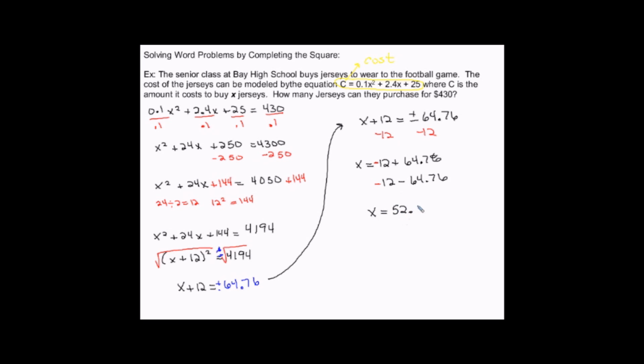Either 52.76, which is approximately 53 jerseys, but because we can't go over how much money we have, we have to go down one, so 52 jerseys, or negative 76.76. Well, we're talking about jerseys. We can't have negative jerseys. So this answer is not valid. So our answer is going to be 52 jerseys can be bought with $430.